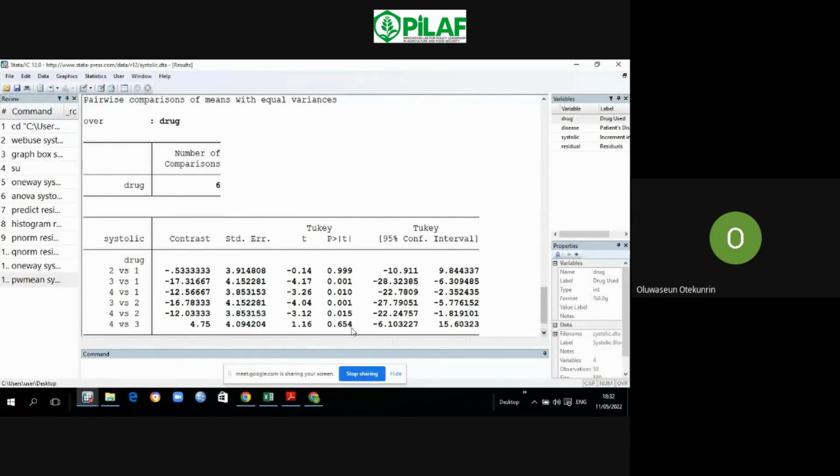So what are we looking out for? We'll be looking out at drug 1 and drug 2, because they are the ones that are giving us higher mean values when you compare them to the mean value of drug 3 and drug 4. So thank you. That's the end of one-way ANOVA. So let's move to two-way ANOVA.